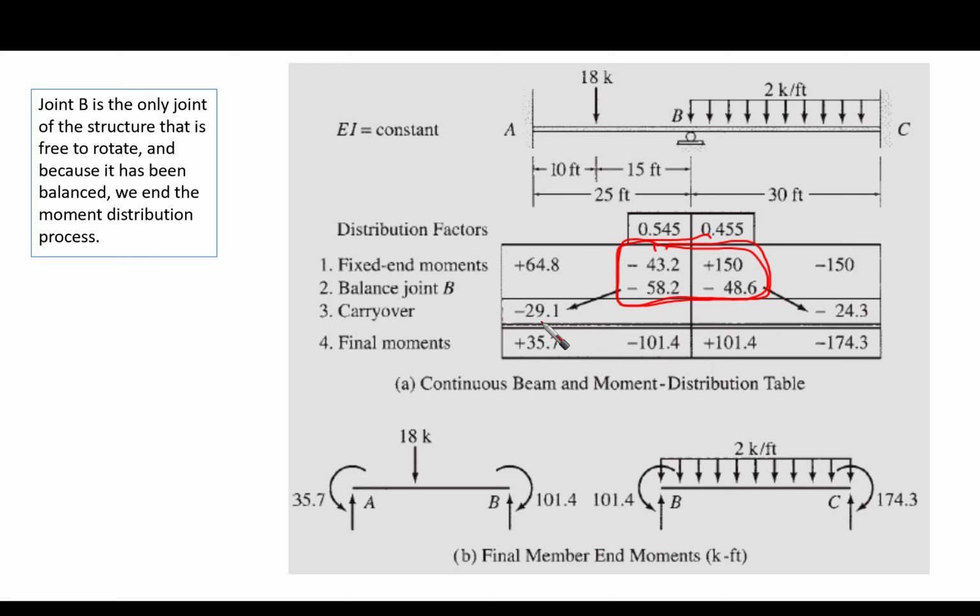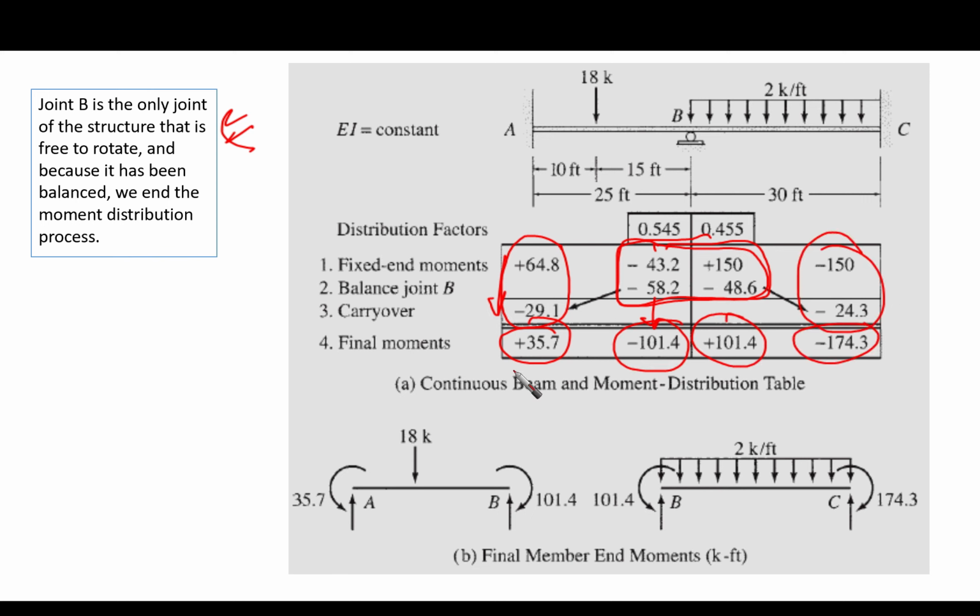So the final step is going to be the summation of these moments. Again, why do we stop here? Because of this: joint B is the only joint of the structure that is free to rotate, and because it has been balanced, we end the moment distribution process. So we end it here. Then we're going to sum them up for every column, and the value is going to be given underneath every column based on the summation.